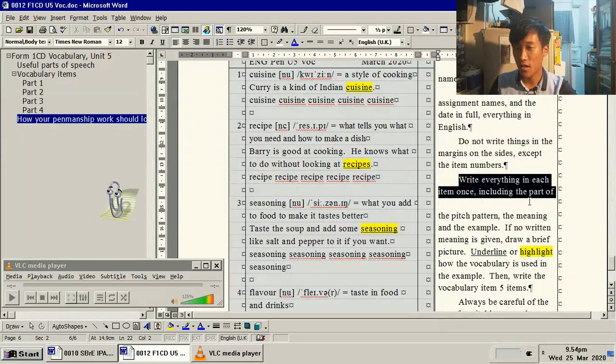Next thing, write everything in each item once, including the parts of speech, the phonetic symbols, the pitch pattern, and the meaning and the example.